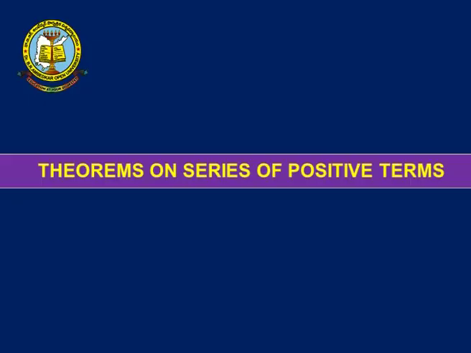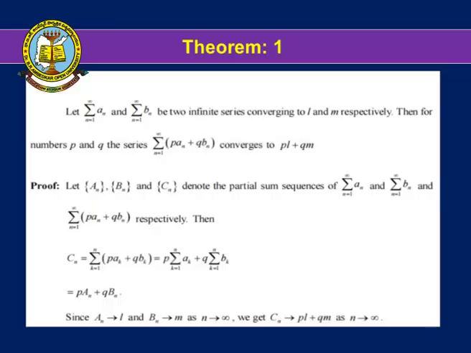Next concept is the theorems on series of positive terms. Here I am taking two series, sigma n equal to 1 to infinity a n and sigma n equal to 1 to infinity b n, two infinite series. The first series converges to L and the second series converges to M. Then p and q are any two numbers. If we take them as coefficients, we get the series sigma n equal to 1 to infinity of p into a n plus q into b n.